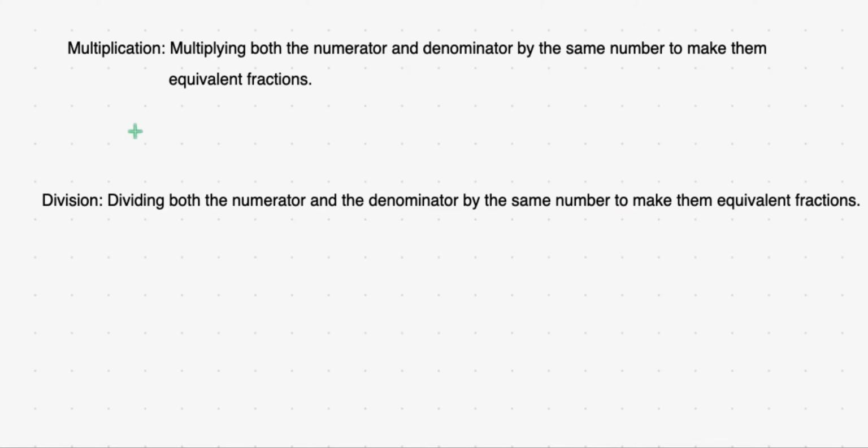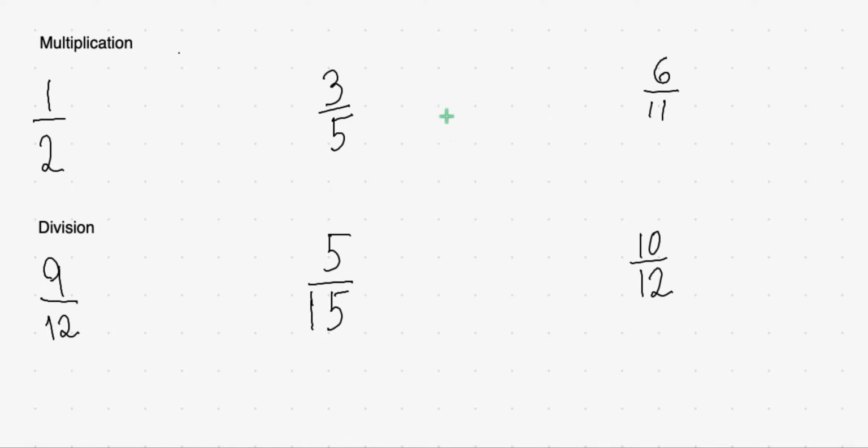So, if you're going to write equivalent fractions through multiplication, you have to multiply both the numerator and denominator by the same number to make them equivalent fractions. As for division, you have to divide both the numerator and the denominator by the same number to make them equivalent fractions. Let's go to some examples. So we have 3 examples for writing equivalent fractions through multiplication and 3 examples through division.